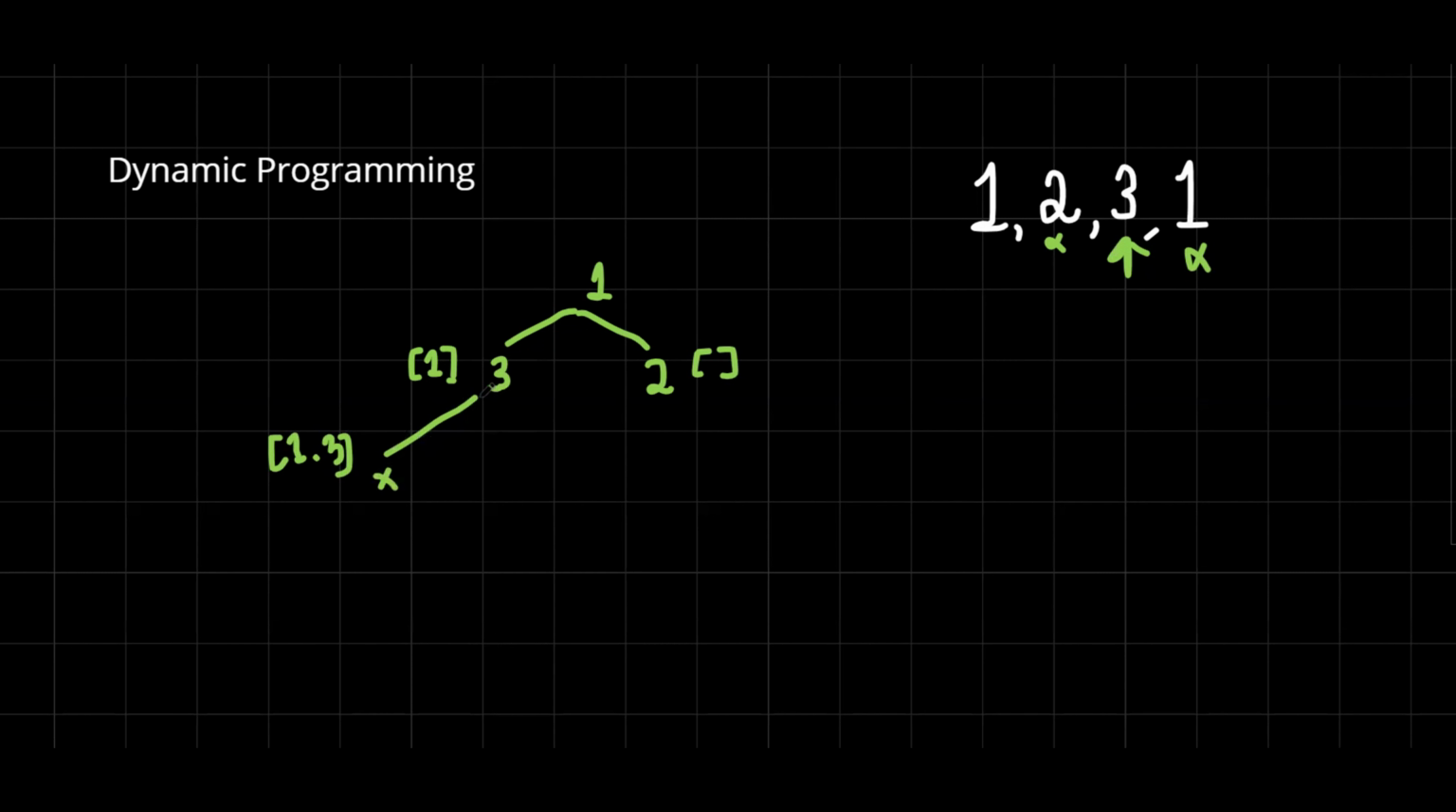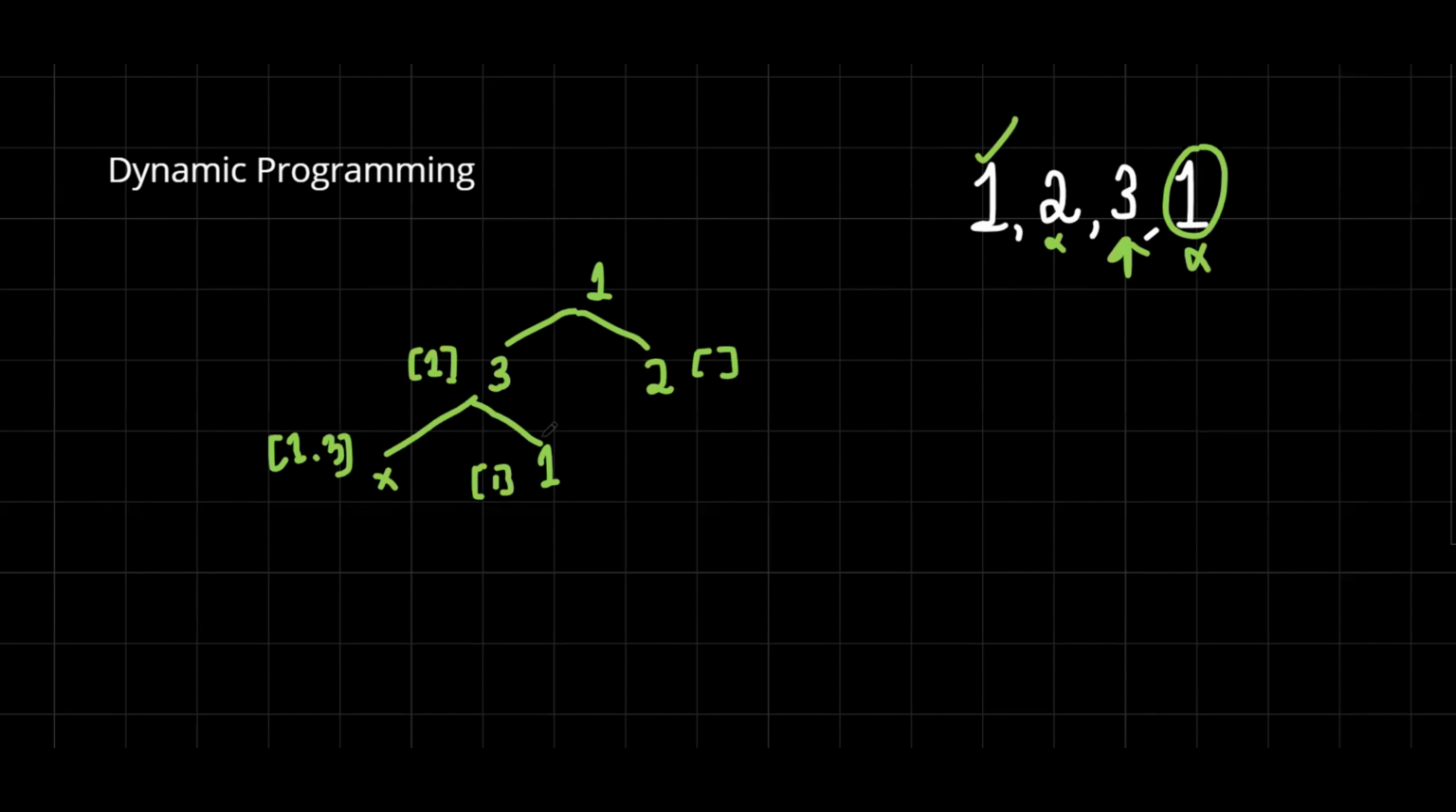Now there is another possibility. We can simply ignore 3. If we ignore 3, then we can explore this last element, which is 1, and our temporary vector will contain the element 1, which is the first one, this one.